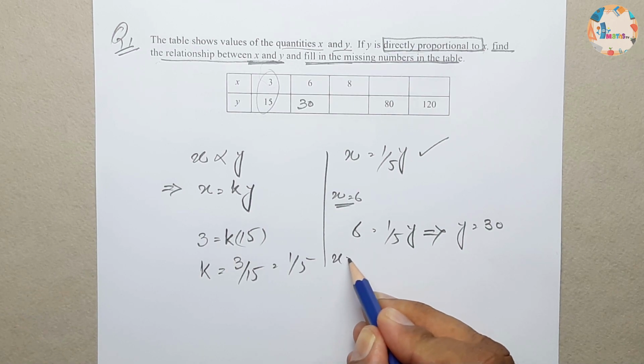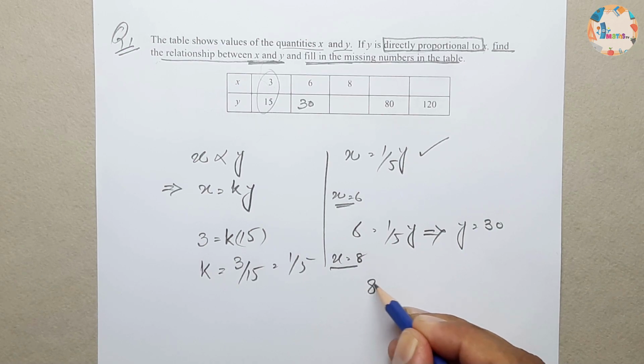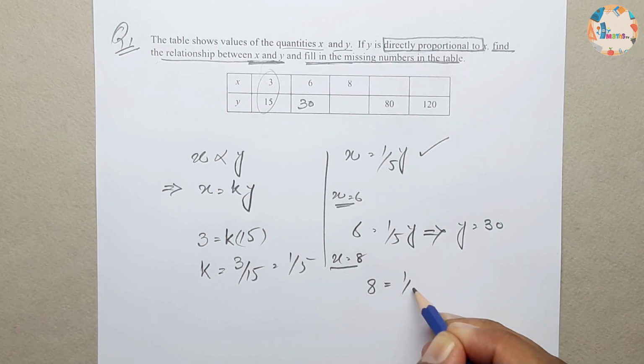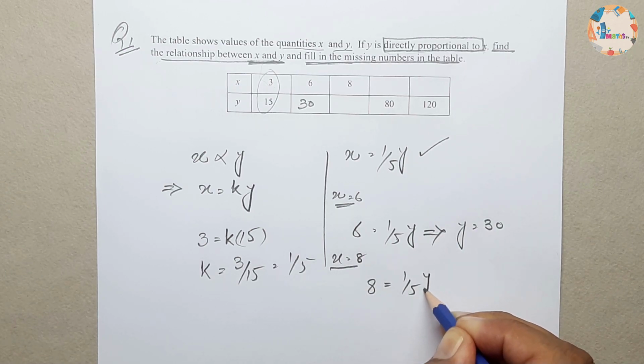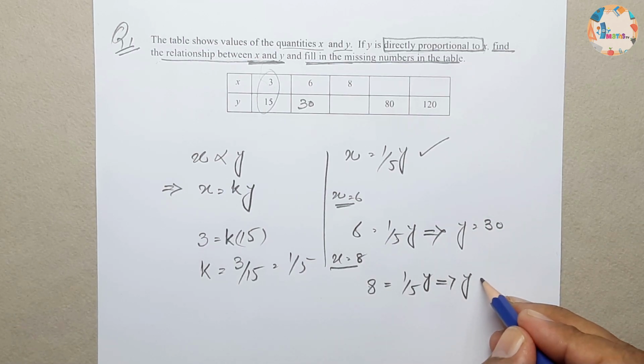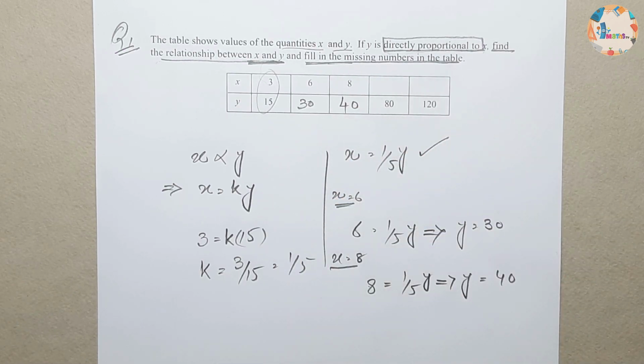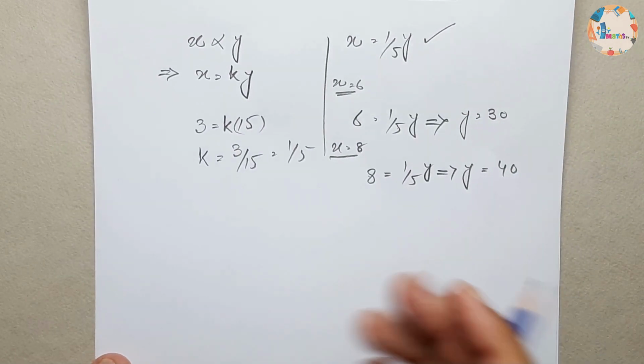For x is equal to 8, we can use that equation again. X is equal to 8 means 8 will be equal to 1 over 5y. So this implies y is equal to 5 8s are 40. So we can write here 40, and this value will be filled in this table. Now I'll have to move the page a little for the next.